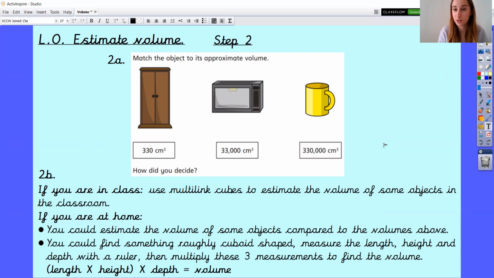If you're at home, I imagine you don't have those multi-link cubes to use. So instead, you could estimate the volume of some objects compared to the volumes above. So once you've decided which volume goes with which, you might have a look around your house and see if you can find something that's going to be the same size as a mug, or maybe something similar in size to a microwave, or maybe a bit bigger or a bit smaller. And then decide roughly what you think the volume of your shape would be.